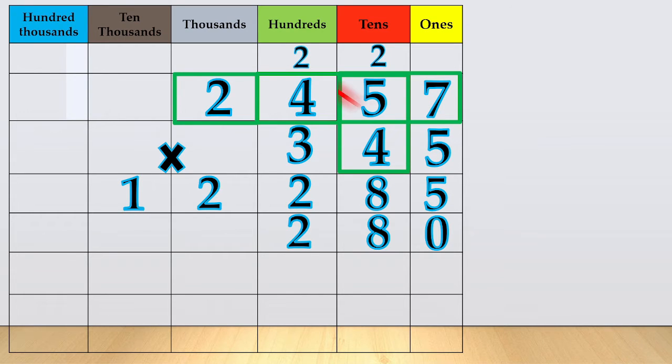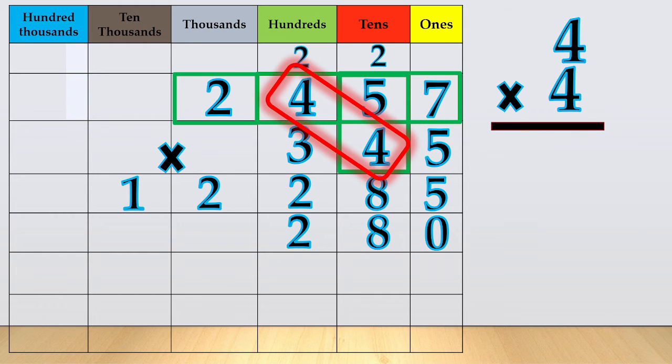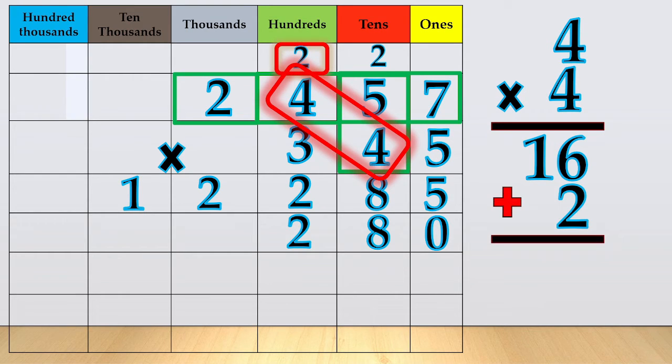Then multiply 4 times 4. 4 times 4 is equal to 16. Add the 2 that we have carried over. So 16 plus 2 is equal to 18. So we need to regroup. 1 will be carried over in the thousands place column above 2 and 8 under the thousands column.